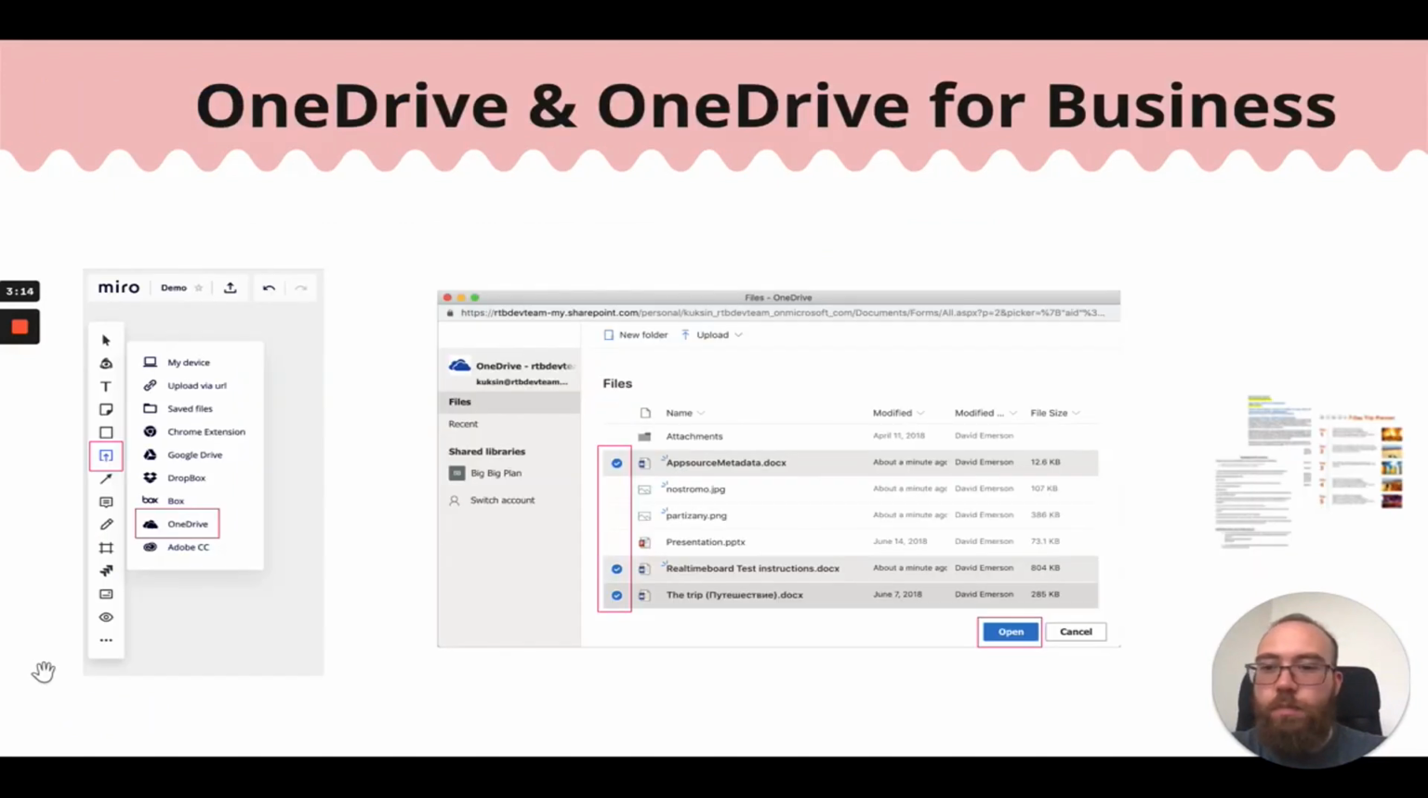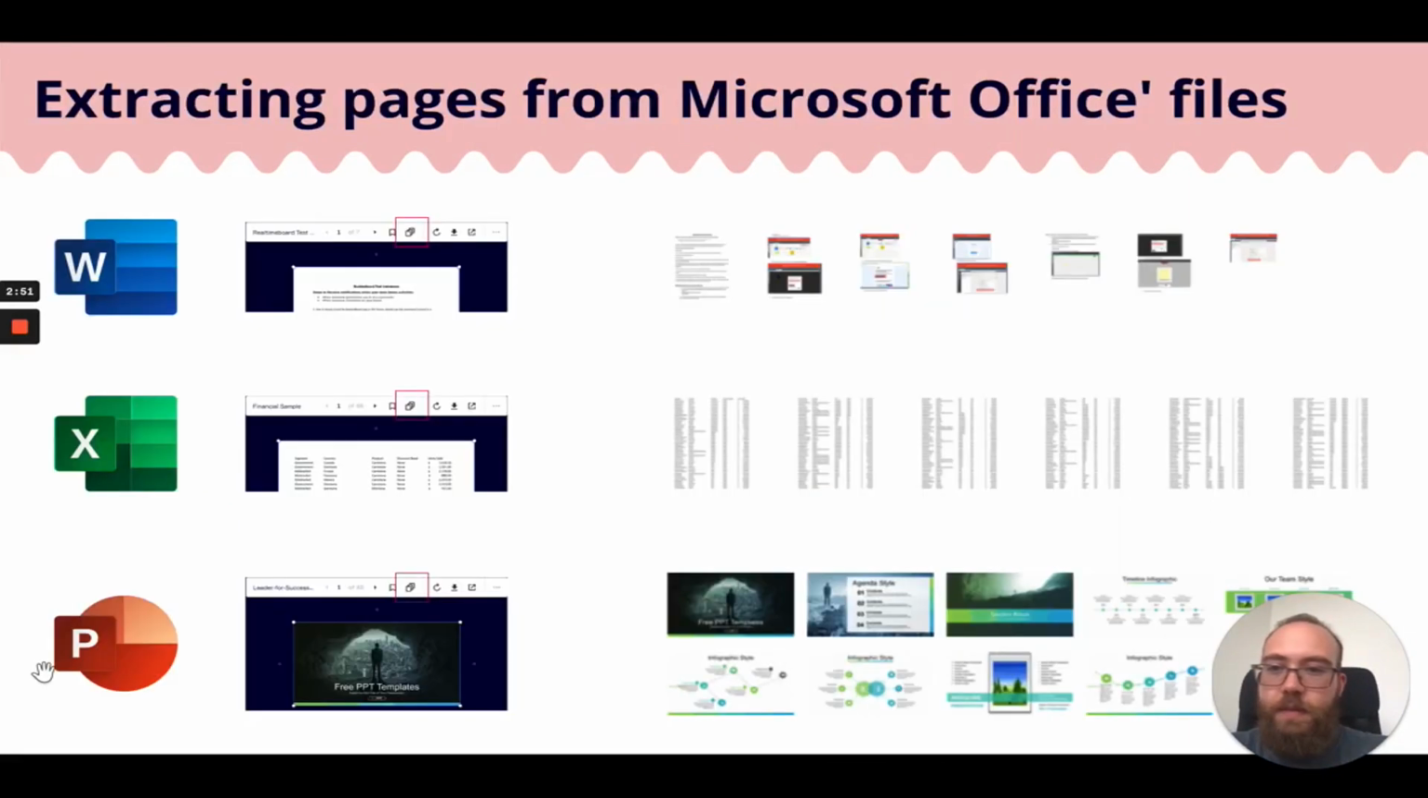You can work with OneDrive files by adding them on the canvas using either your personal or OneDrive business authentication, and then make collaborative notes and drawings on the board which will be related to those files.